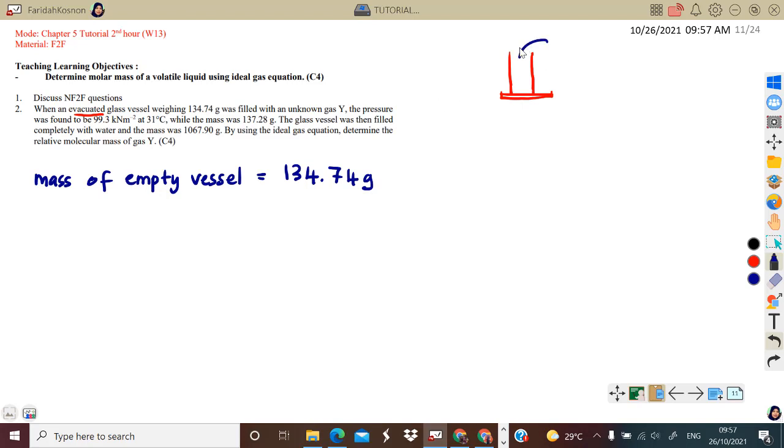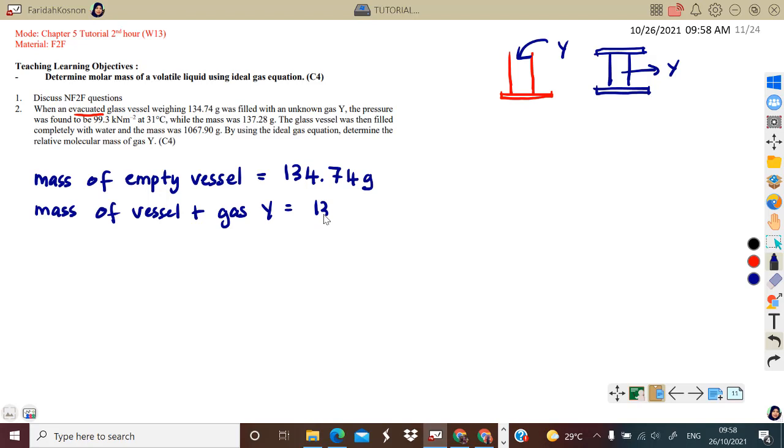Now apa yang saya buat? Saya isi bekas kosong ini dengan gas Y. Lepas tu saya tutup lah. Sekarang ni saya ada bekas gelas tadi tu dan saya dah tutup. Dalam ni ada apa? Dalam ni ada gas Y. So bila bekas ini kita isi dengan gas Y, berat dia jadi berapa? Beratnya dinyatakan dalam soalan, mass of vessel plus gas Y adalah 137.28 gram.